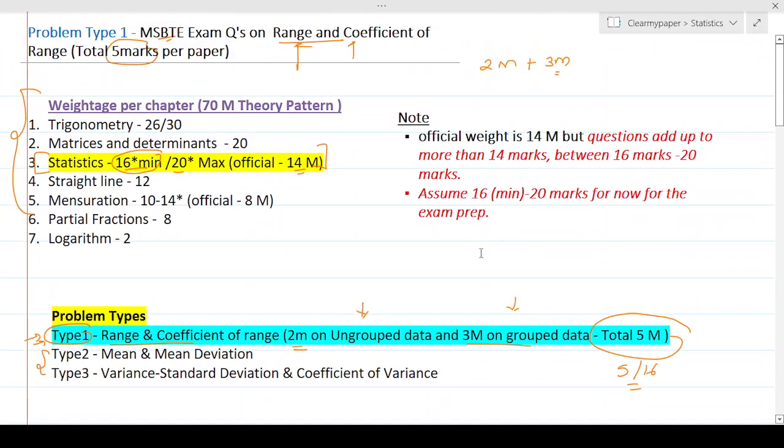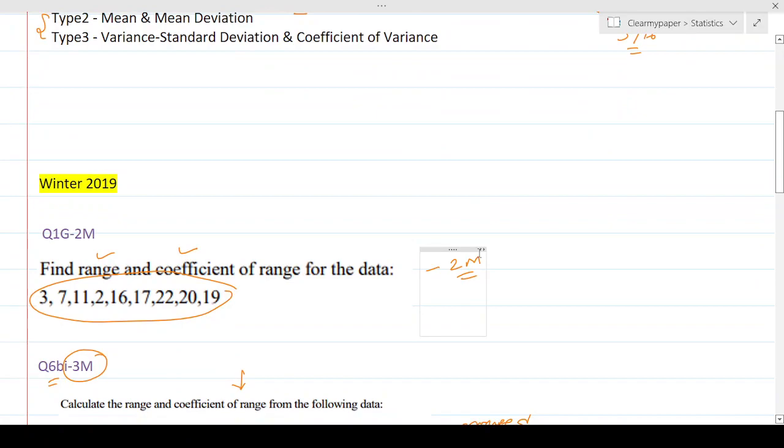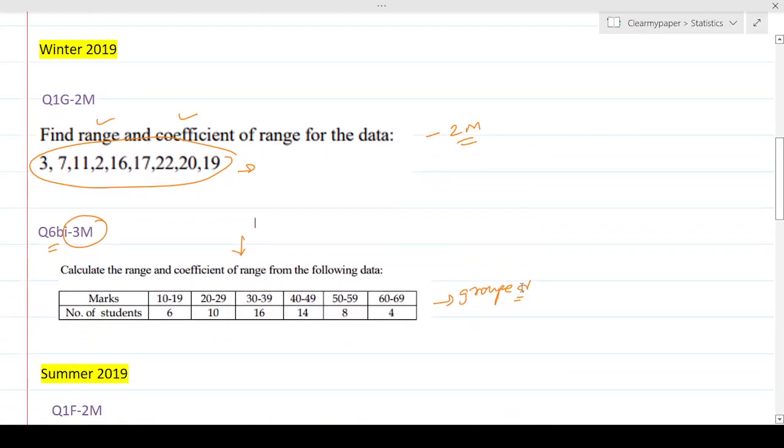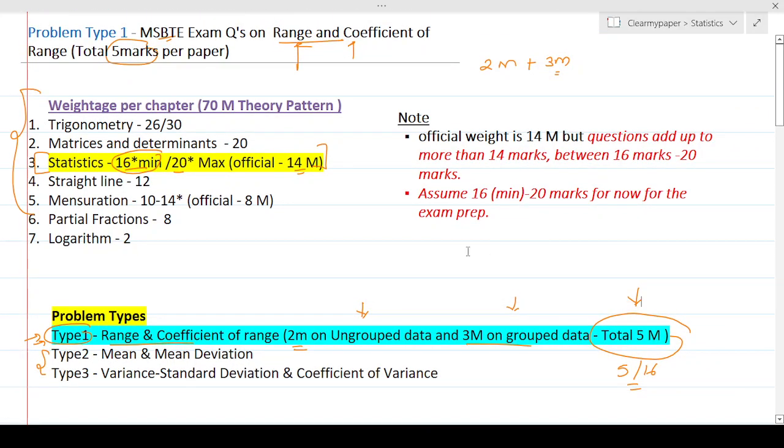So in the next 2 episodes, I'll put one episode just solving the 2-mark questions where we find the range and coefficient of range for the ungrouped data, and then I'll put a separate episode for the grouped data for 3 marks. That way in 2 episodes we'll cover pretty much all the problems, and we'll ensure that you seal your 5 marks in the examination. So watch out for the next 2 videos on range and coefficient of range. Again, we're talking about just problem type 1 on statistics.